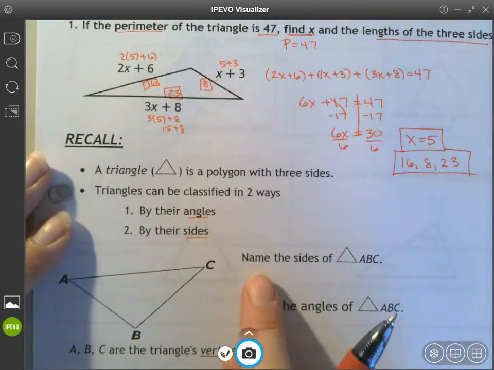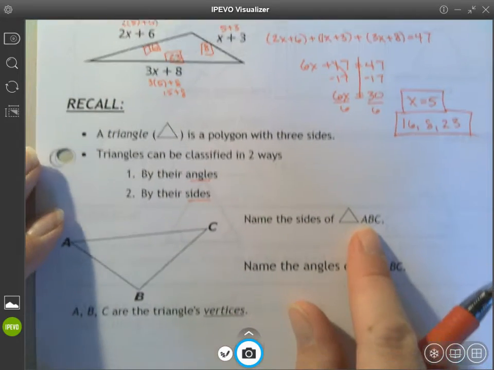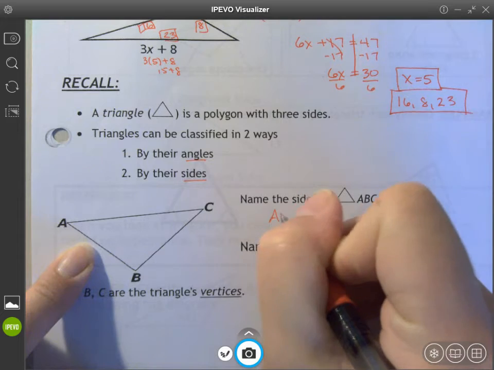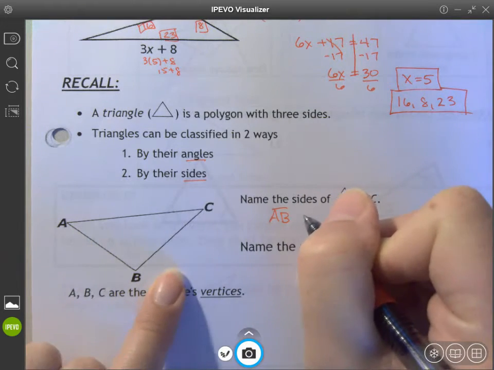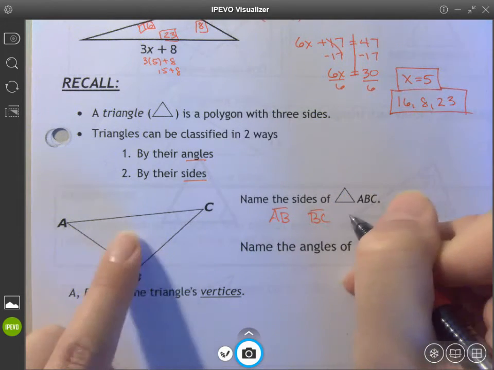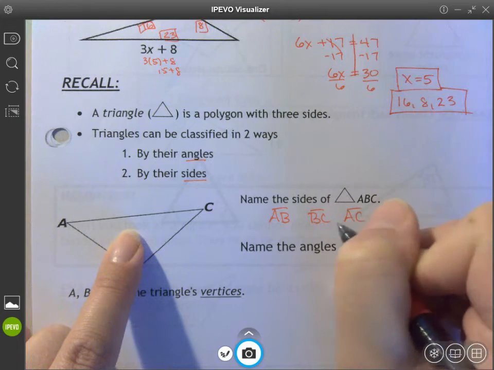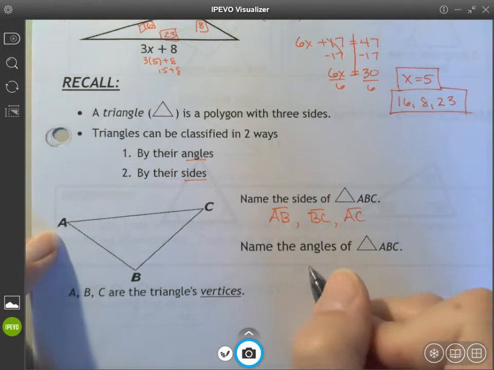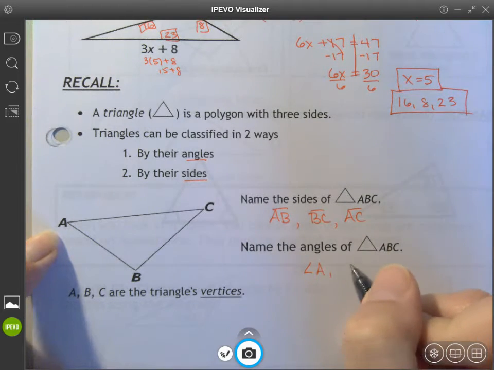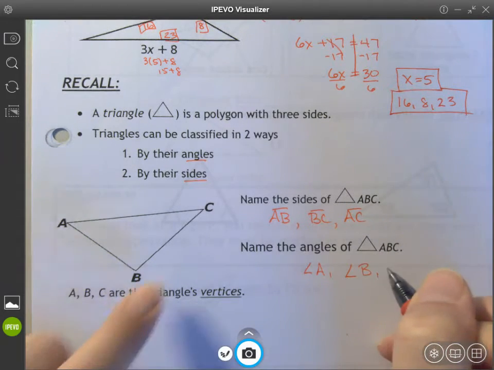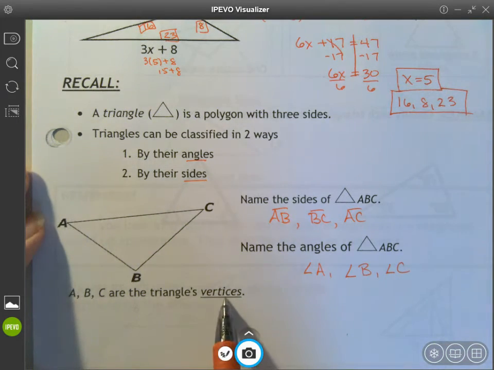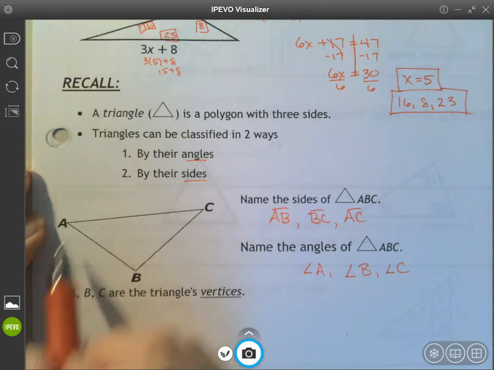First, let's name the sides of triangle ABC. This is old news, that's why it's a recall. The sides would be side AB, side BC, and side AC. Those are my three sides. Name the angles: angle A, angle B, and angle C. You guys are pretty good with that from our triangle congruence. A, B, and C are called the vertices, the corners of the triangle.